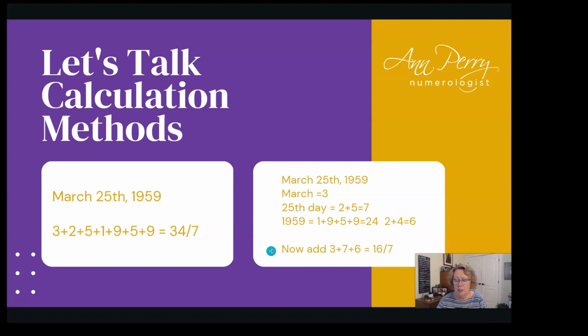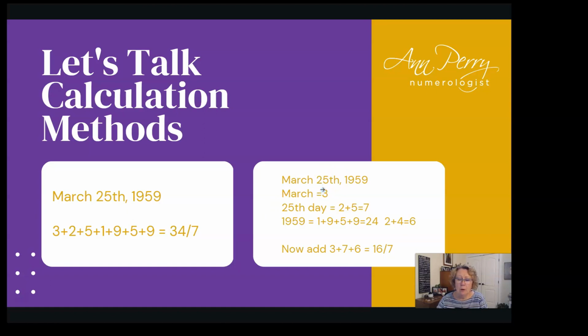Now, I was introduced to this method over here by Matthew Oliver Goodwin's teachings. He was a master numerologist back in the 80s. Matthew taught us to break down each component of the date of birth. His theory was that the day of birth is actually a core number, so we want that to stand out. We want that to shine.